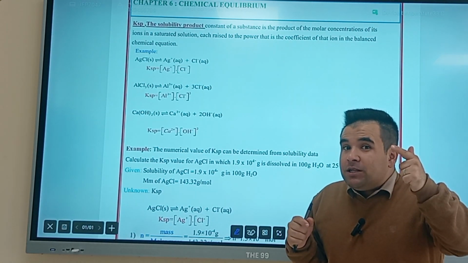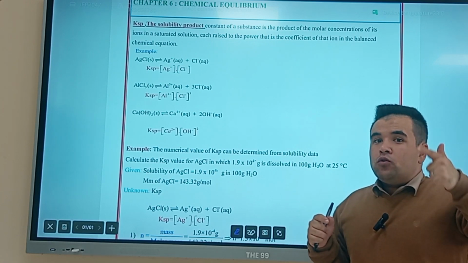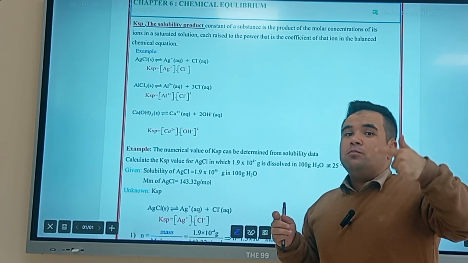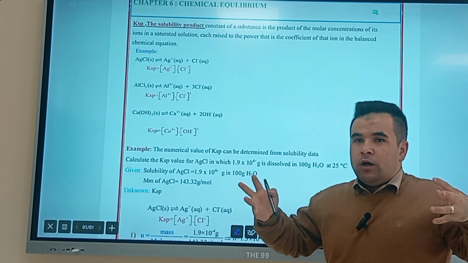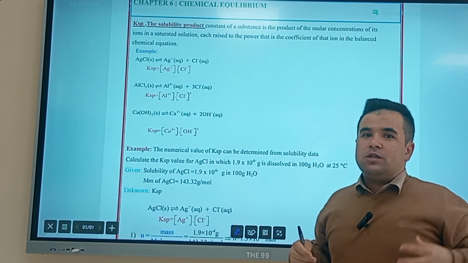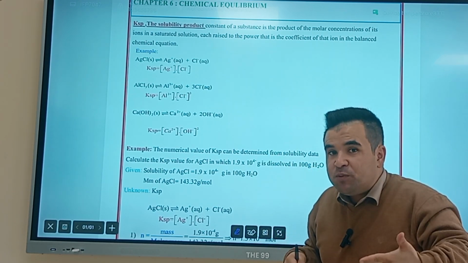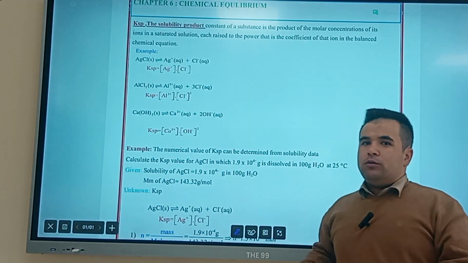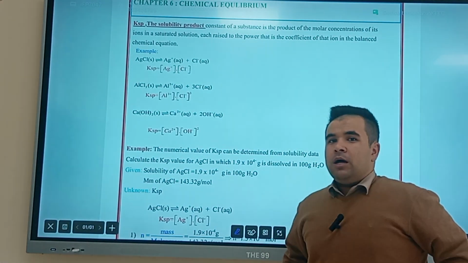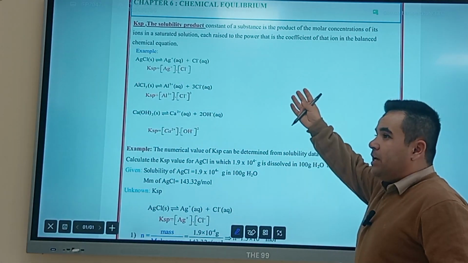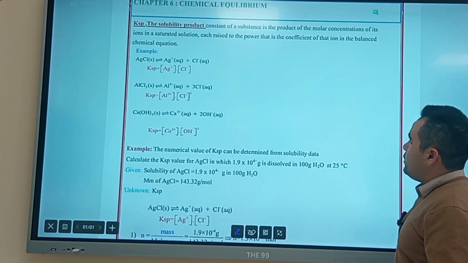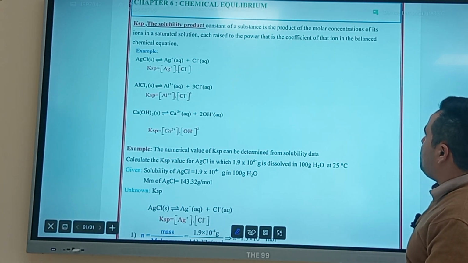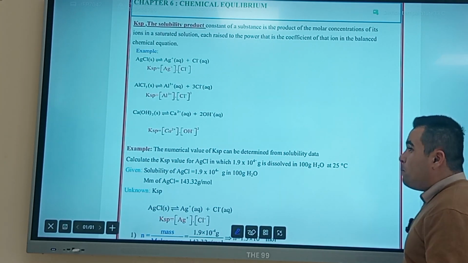The application: it can be used to determine whether, if we mix two solutions or salts together, there will be a precipitate or not. We'll be talking about that at the end of the section. When we compare the KSP with the IP, we will be able to predict whether a precipitate will occur or not.